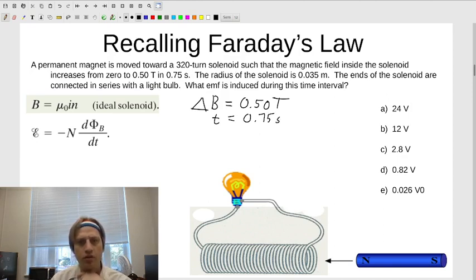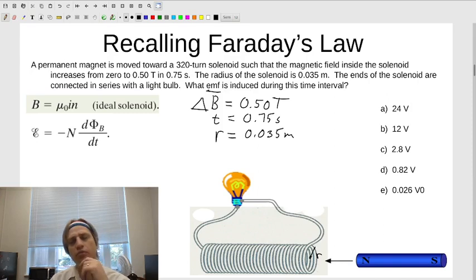The radius of the solenoid is 0.035 meters. So that's this. The ends of the solenoid are connected in series with a light bulb. What EMF is induced during this time interval? Well, recall that EMF is electromotive force, which is a bad name. It is actually a voltage. So we're solving here for the voltage that's caused by the changing magnetic flux.